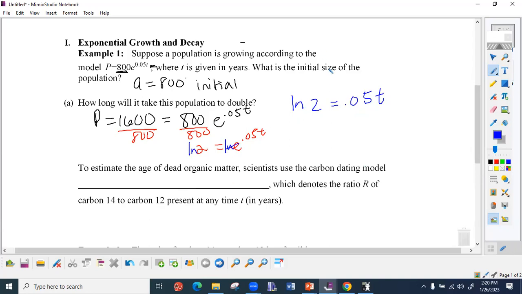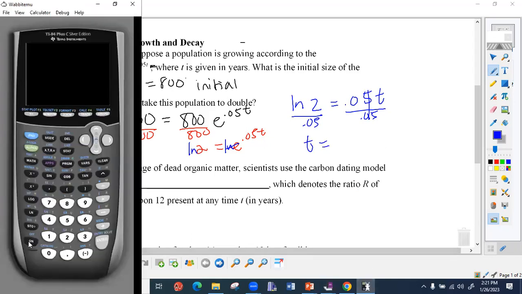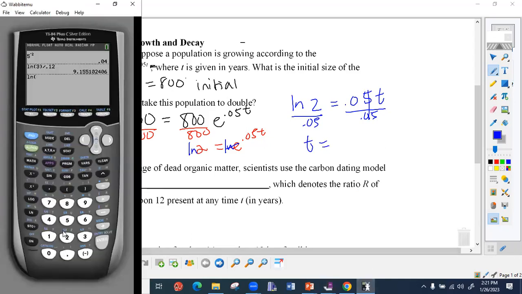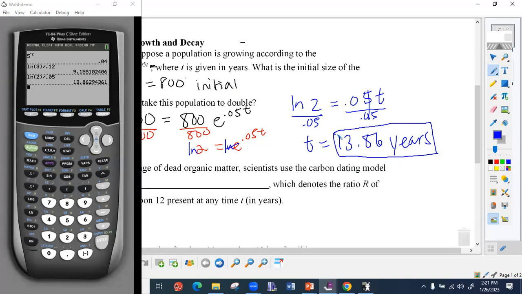The last thing we want to do is get t by itself. So we're going to divide by 1/500. Our t is now by itself. So how long is it going to take us? We go to our calculator and type in natural log of 2 divided by 1/500, and we get about 13.86. So 13.86 years is how long it's going to take for our population to double. And that's using growth and decay.